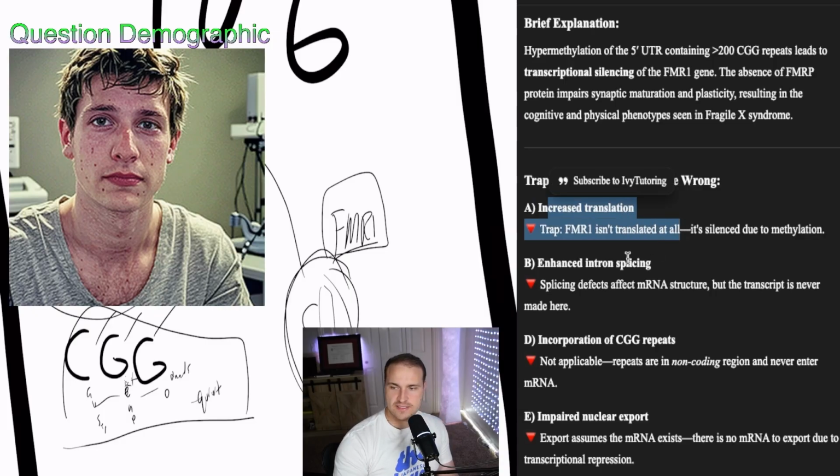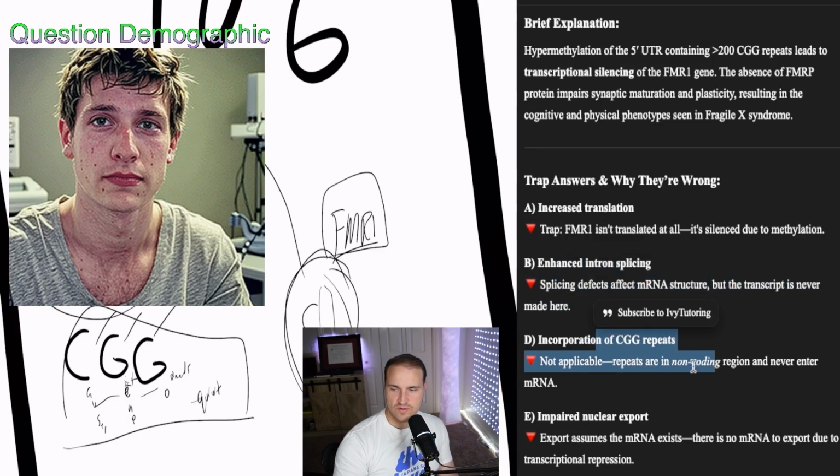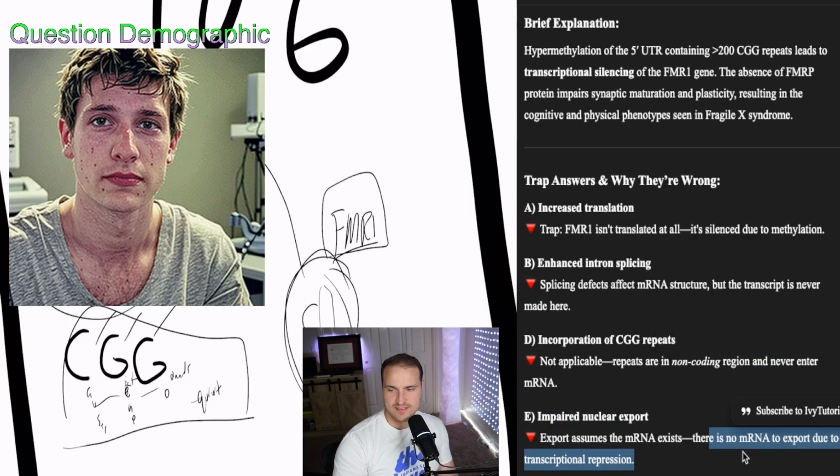It's not actually translated, it's silenced. Increased intron splicing affects the mRNA, but the transcript's not made there. Incorporation, it's not applicable. It's in the non-coding region, never entering. Impaired nuclear export, there's no mRNA to export due to the transcriptional silencing. It's the most common inherited cause of intellectual disability.